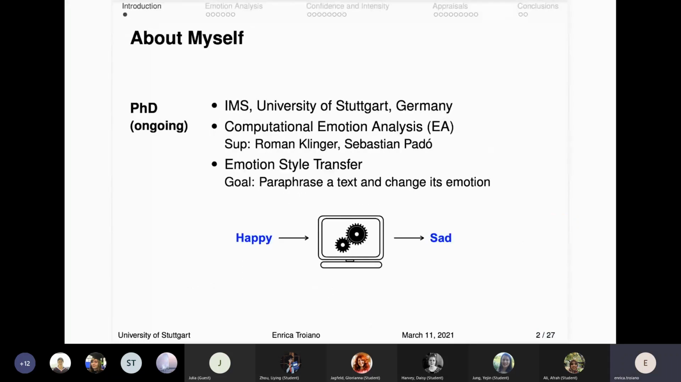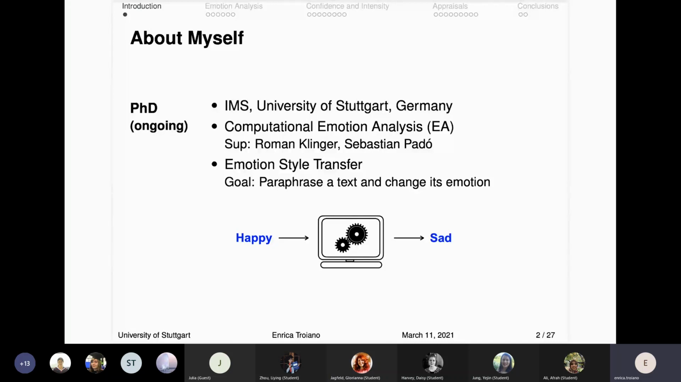So Gloriana already said some words about me. My name is Enrica Troiano. I am a PhD student at the Institute for Natural Language Processing, IMS, which is part of the Computer Science Department at the University of Stuttgart in Germany. There we do research in computational linguistics, and specifically my subfield of research is computational emotion analysis. And I am supervised by Roman Klinger and Sebastian Pado.